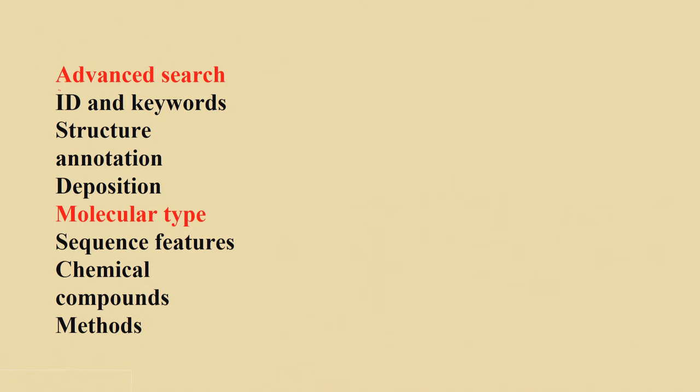And they have the advanced search. In this case, you can search with various other options: the ID and keywords, the structure, any type of annotation, the molecular type, sequence features, chemical compounds and methods. For example, if you want to get the data for all protein-DNA complexes, if you are interested in protein-DNA complexes.